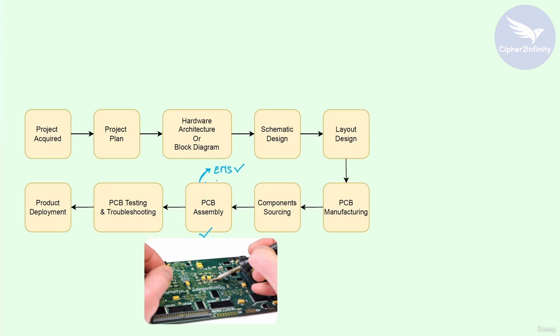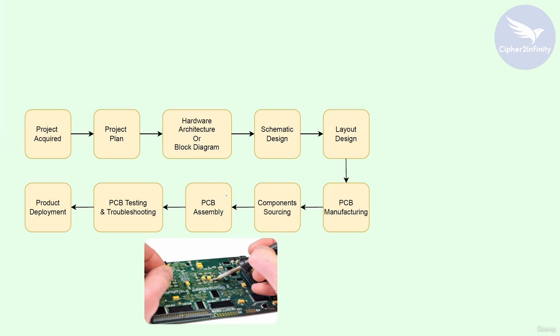And whenever we deal with the EMS, there will be a huge cost, okay. So you have to take the decision during the project plan itself, whether you are going to solder the components manually, or send the PCB to the EMS for automatic soldering. So that was all about the PCB assembly phase.